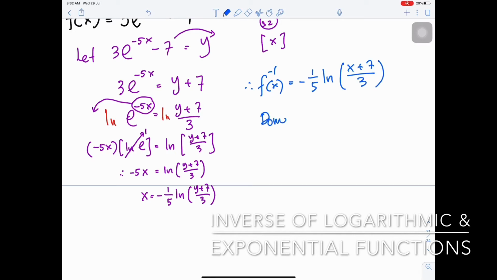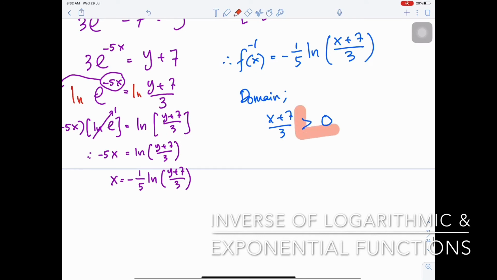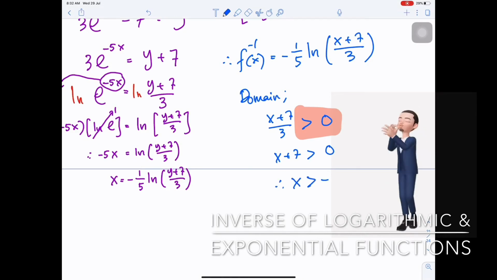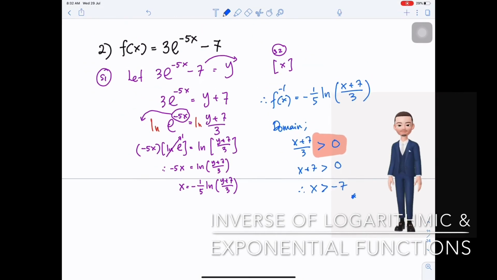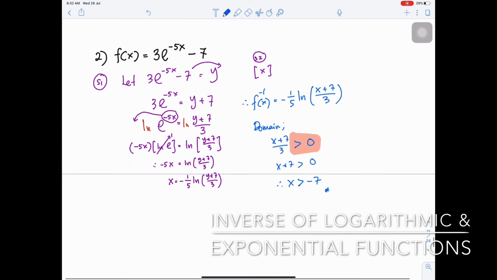How to find the domain? The domain: x plus 7 over 3 must be greater than 0. This is compulsory. And then x plus 7 is greater than 0, therefore x is greater than negative 7. So this is the domain for this function.